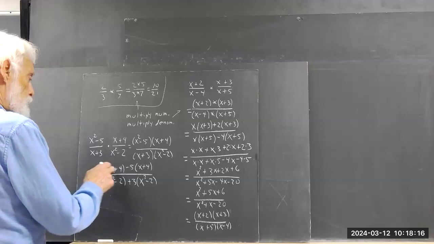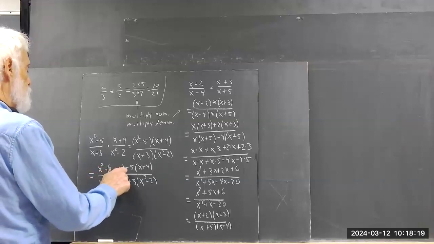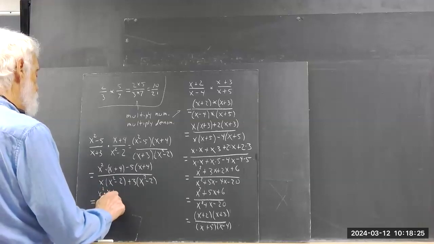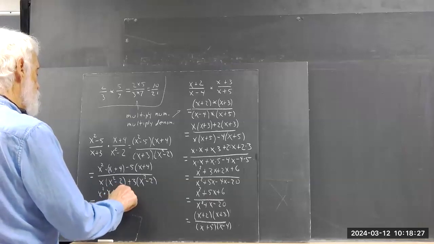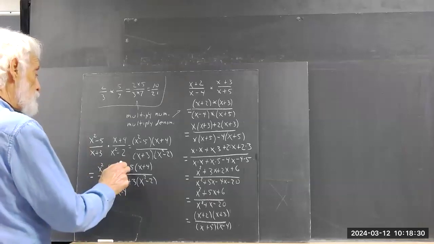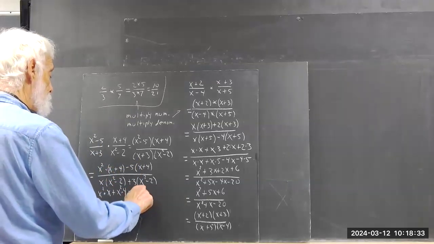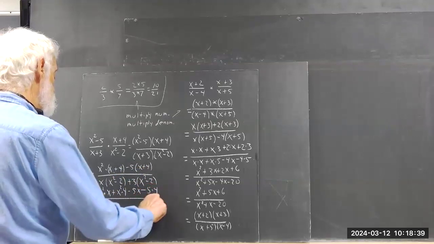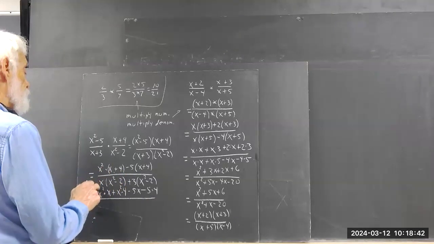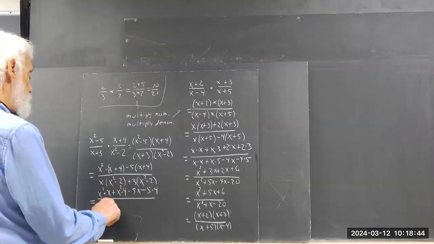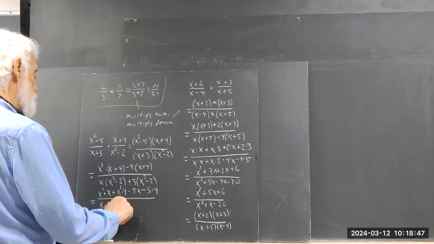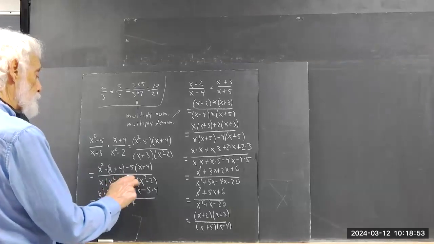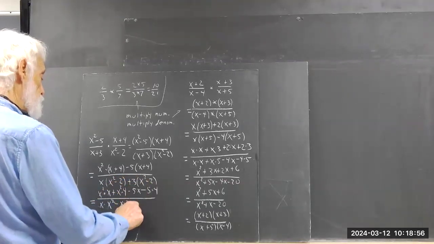Okay, so we use the distributive law again. x squared multiplied by x plus 4 is x squared times x plus x squared times 4. And then we have minus 5 times x and minus 5 times 4. We divide that down here. x times x squared minus x times 2. And then it's plus 3 times x squared and minus 3 times 2.